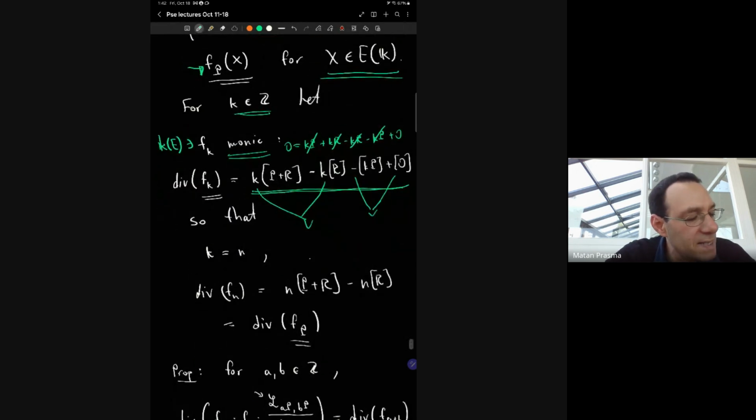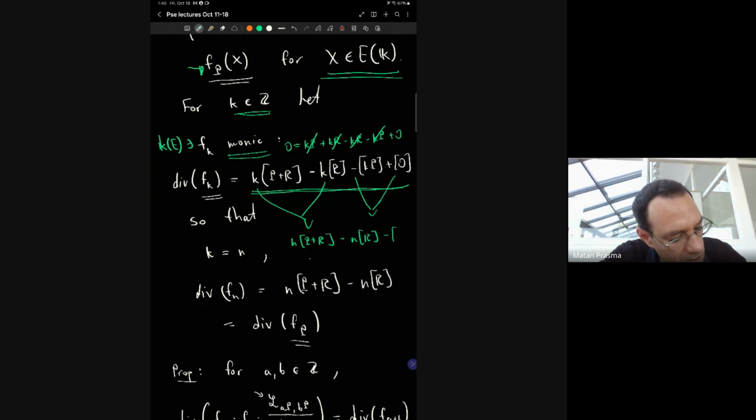And why did I say that these are intermediate functions? It's because when k is equal to n, I look at f_n. What is f_n? It's nP plus R minus nR, right? I mean, when k is equal to n, I have nP plus R minus nR minus nP, but nP is O plus O. Okay, so this is equal to this.